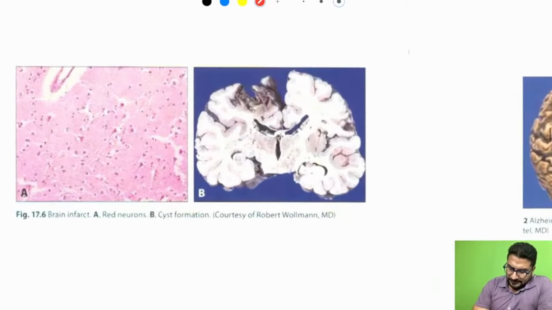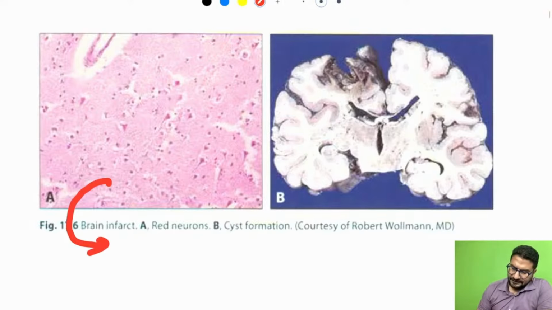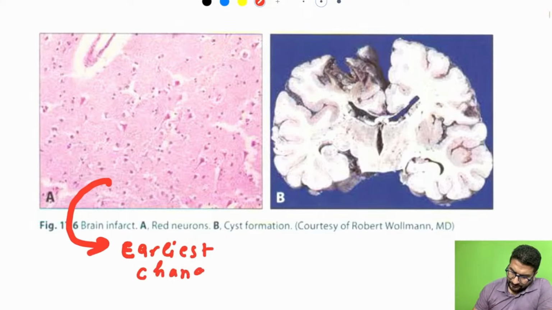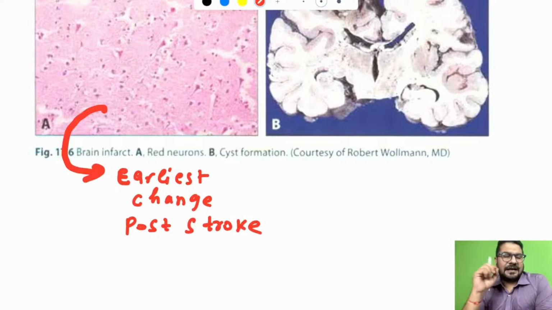Okay, now coming to red neurons, these are red color neurons. Just understand this, these red neurons are a classical feature. Where do we see red neurons? I can say this is one of the earliest changes after infarct, the earliest change post brain stroke. After a stroke in the brain, what is the first change? Red neurons. And ultimately, at last, you will notice healing with gliosis.